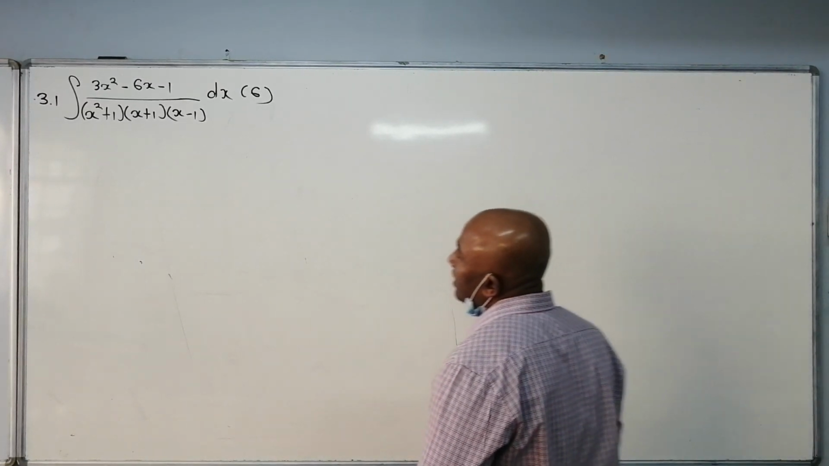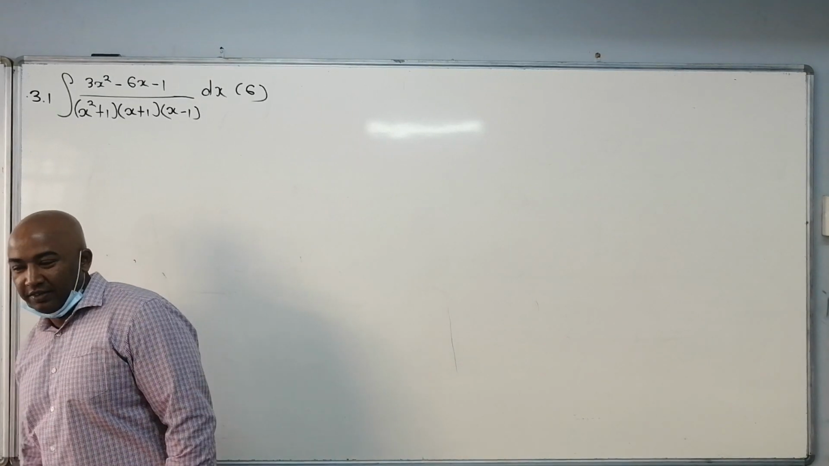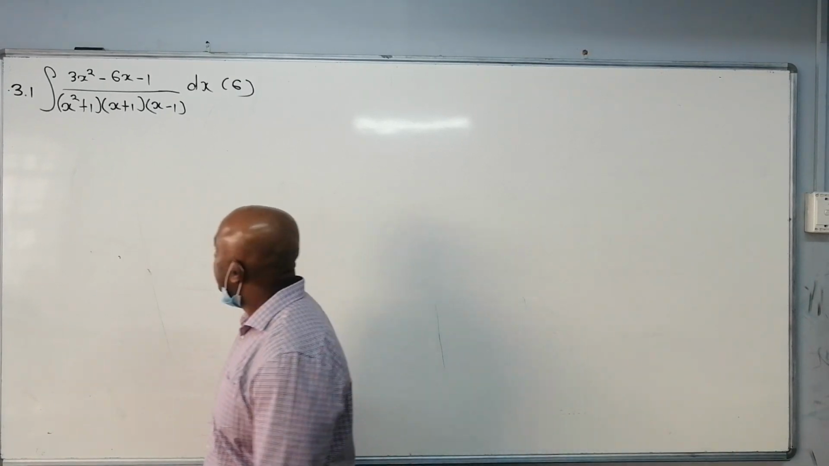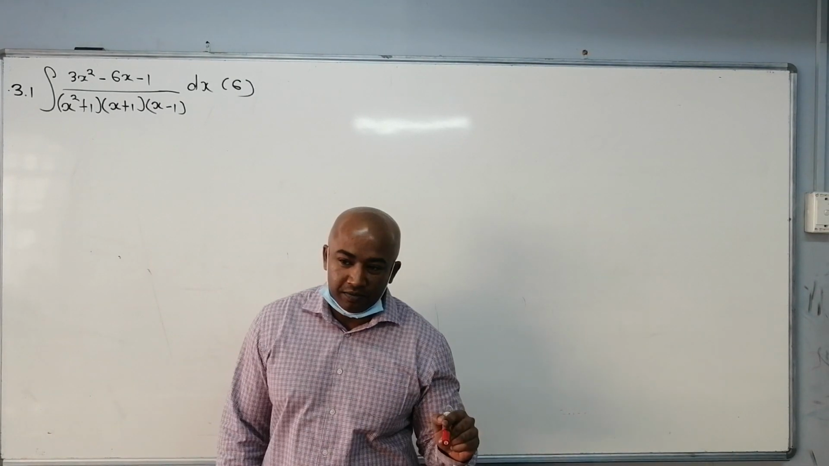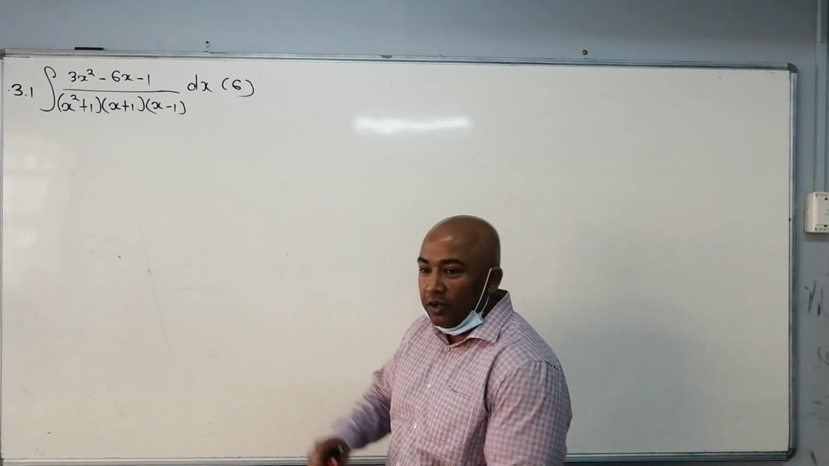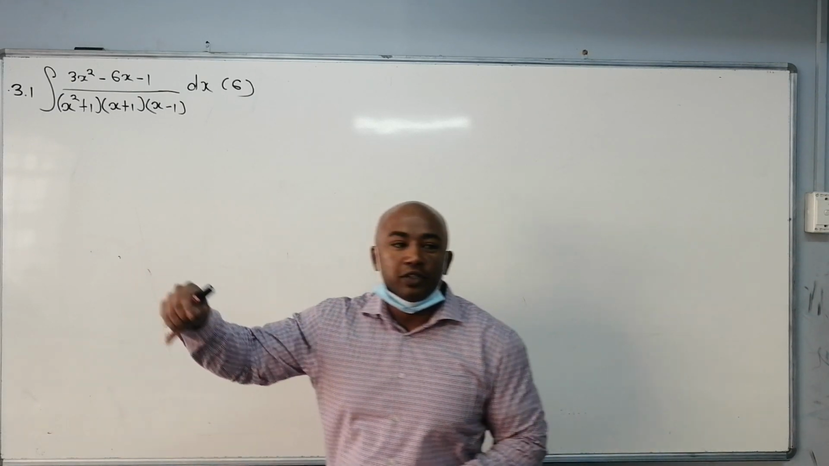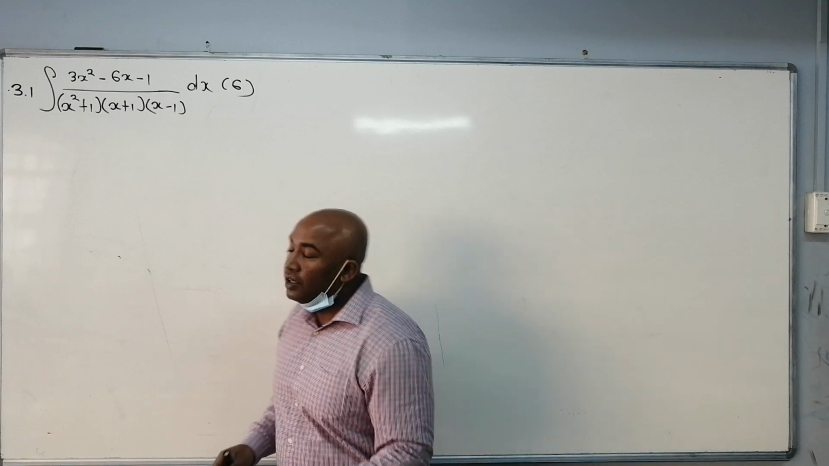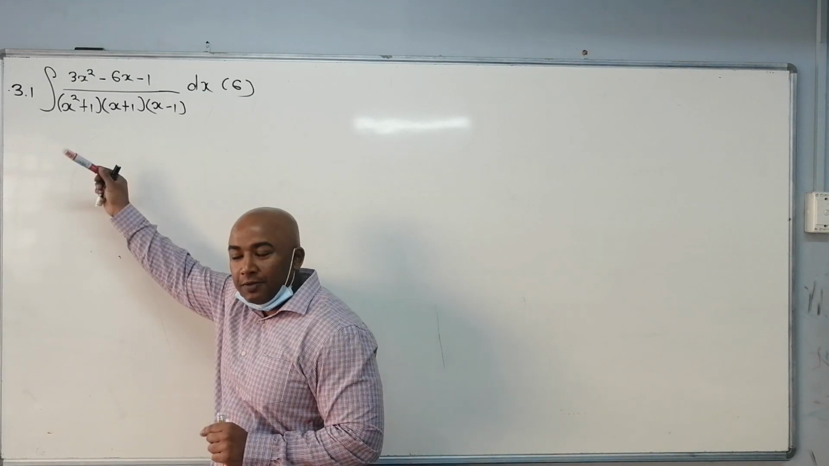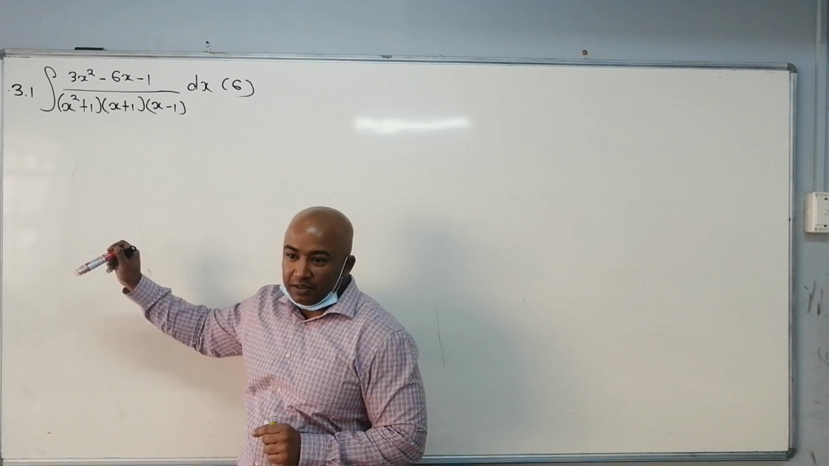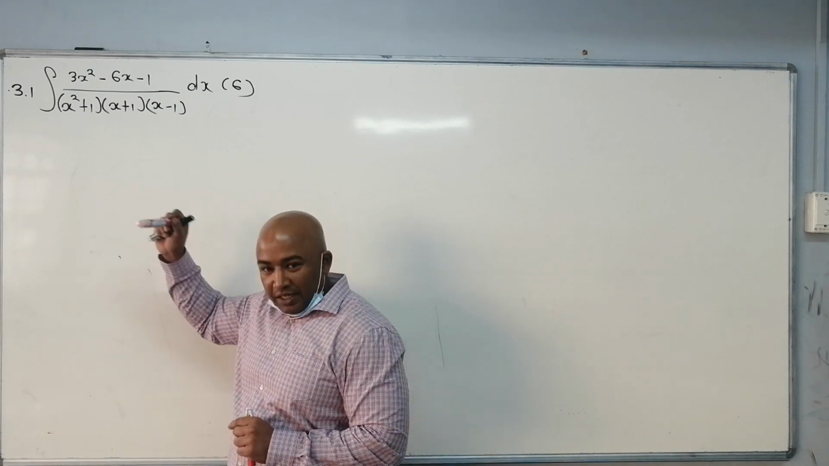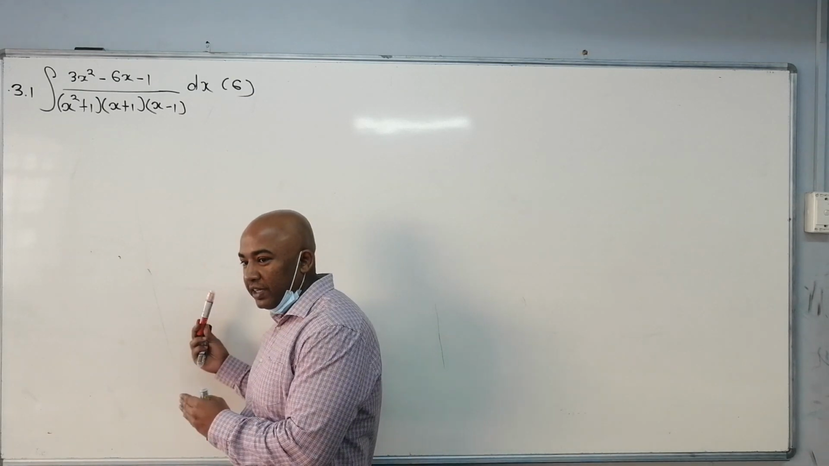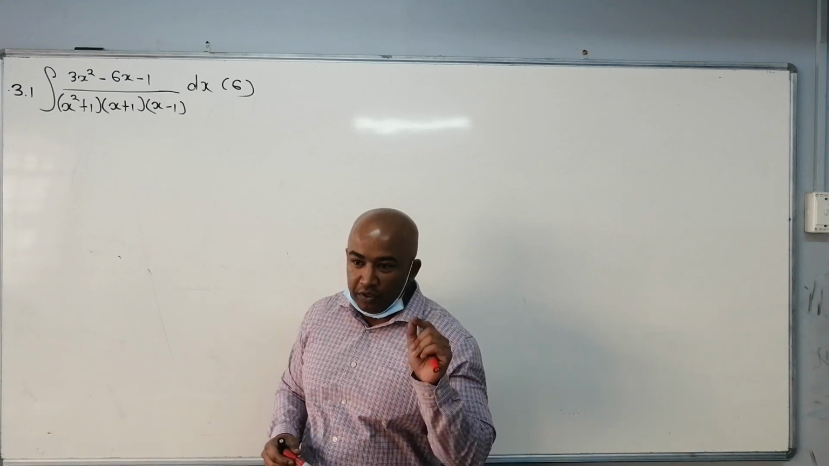Alright, so question 3, partial fractions. These ones normally take long to work out, but let's see what we're going to do now. First thing to check for is: do we go straight to partial fractions, or do we do long division? That is the question you ask yourself. You first check if the numerator is of a lower degree than the denominator. If the top is smaller than the bottom, then you apply partial fractions. If the answer is no, then you use long division first.